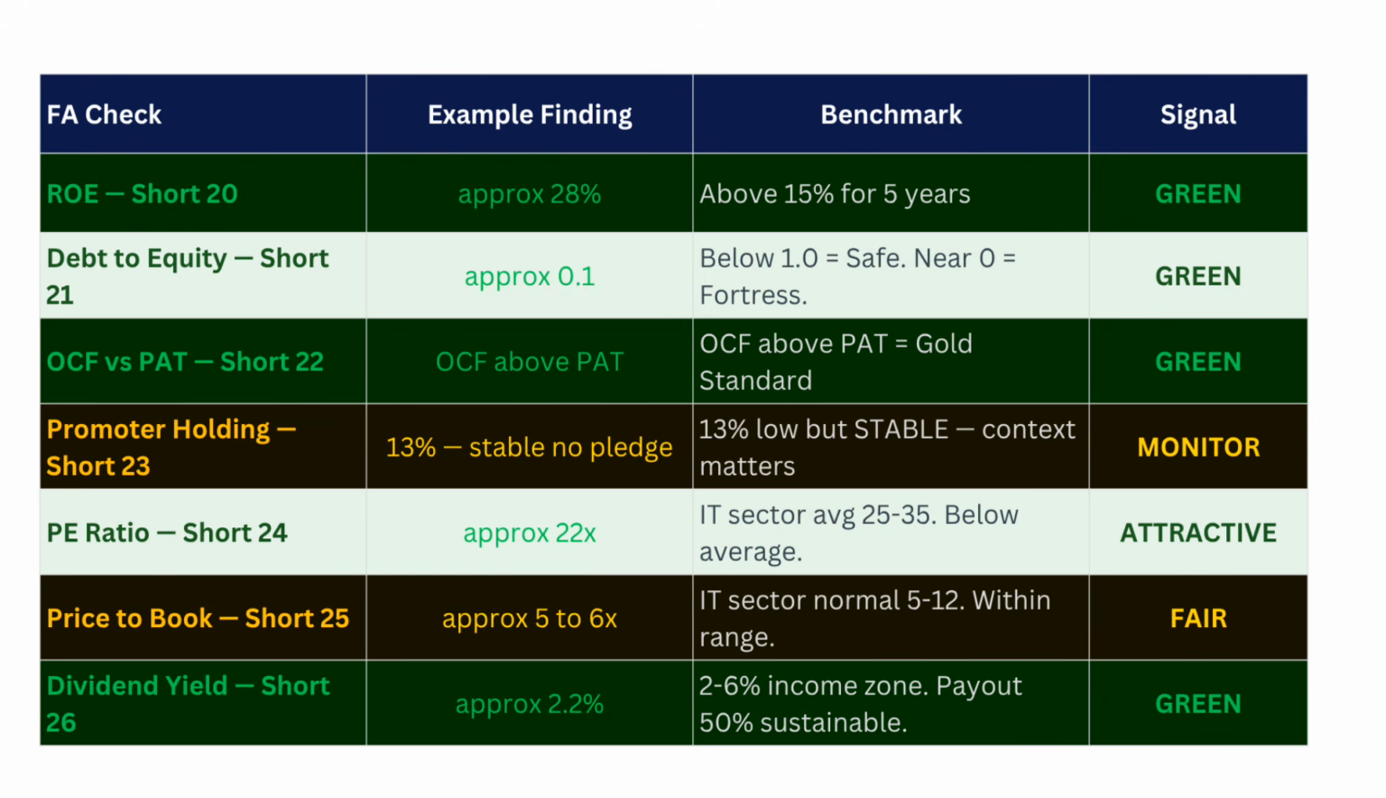Then the next FA check, price to book ratio, short 25. Example finding approximately 5 to 6x. The benchmark IT sector range is 5 to 12, so within the range. The signal is fair. Then the next FA check you have to look for is dividend yield from short 26. Example finding approximately 2.2%. What is the benchmark? 2 to 6% income zone, payout 50% sustainable always. The signal is green.